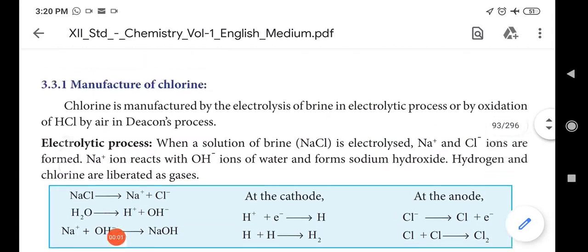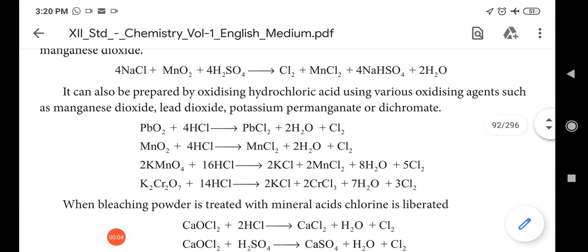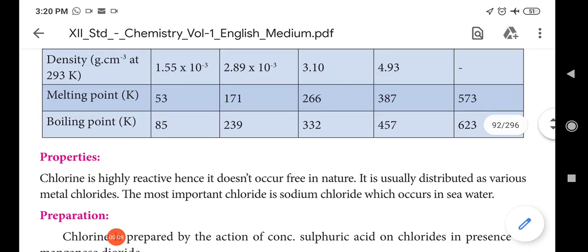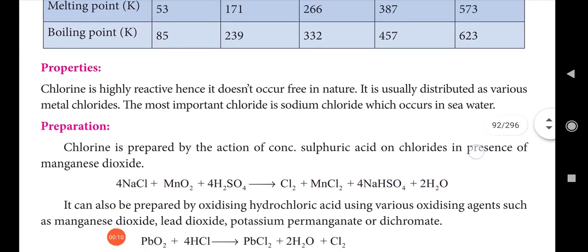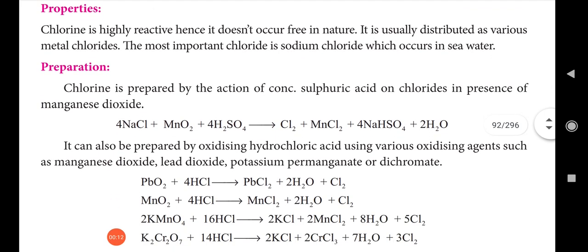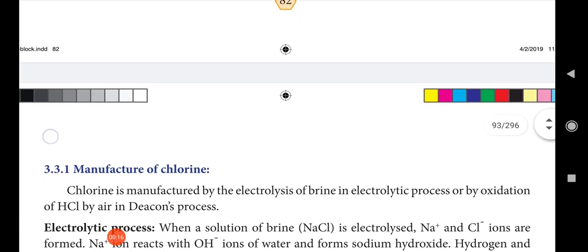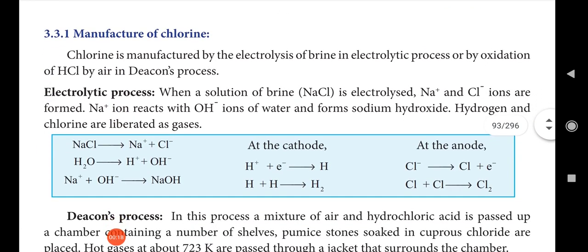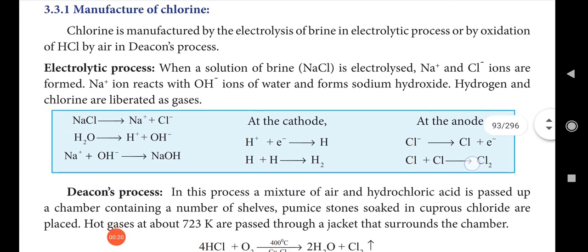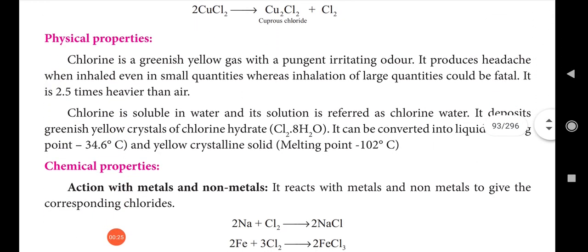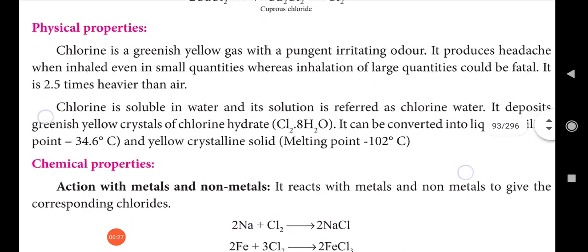Good morning, students. We are discussing the halogen family elements in p block elements. We have discussed the common properties of halogens, and I have given an intro on chlorine. We have seen the manufacturing of chlorine and the physical properties of chlorine. Okay, let's see the chemical properties of chlorine.